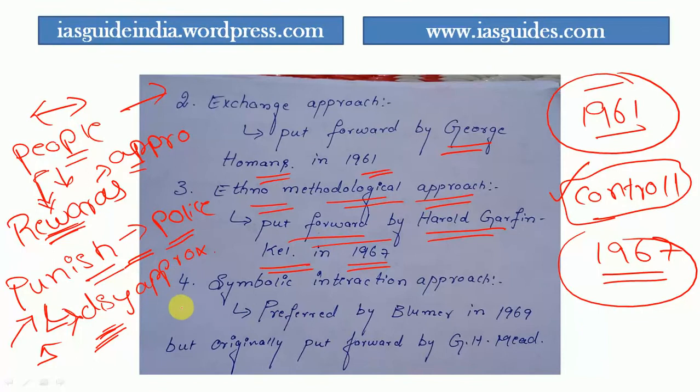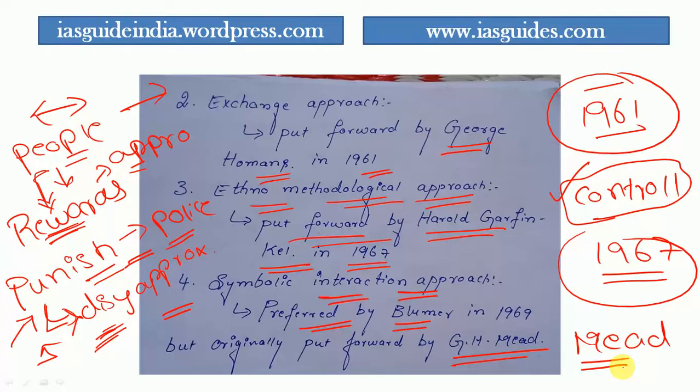Now let's move on to the fourth approach, that is known as the symbolic interaction approach. It was preferred by Blumer, but originally developed and put forward by George H. Mead. Very simple, very important. Many times they have asked in exams, explain the symbolic interaction approach of Mead. In detail we will be explaining this in the thinker section also.